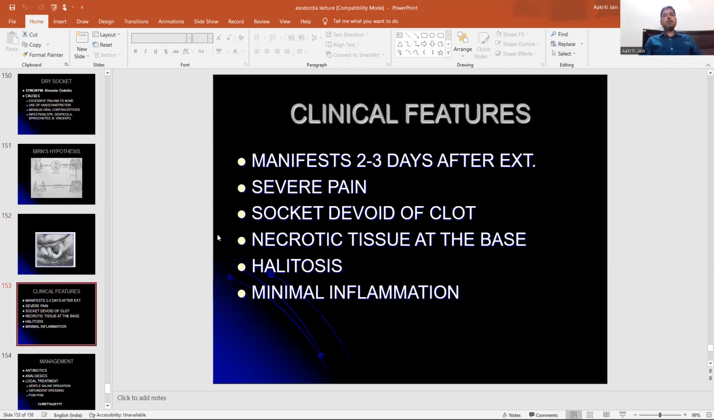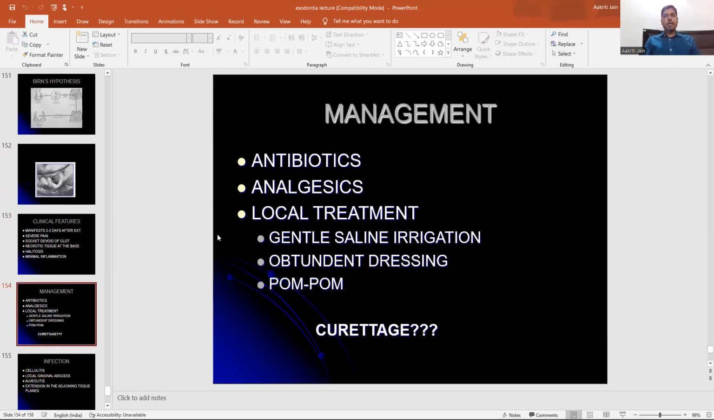Now, the clinical features include manifestation 2 to 3 days after the extraction. Severe pain is present, the socket is devoid of any clot, there is necrotic tissue at the base, halitosis is present, and minimal inflammation is seen. Management includes antibiotic therapy, analgesics, and local treatment like gentle saline irrigation, obtundent dressings, and pom-pom dressings. Curettage at this point is questionable.